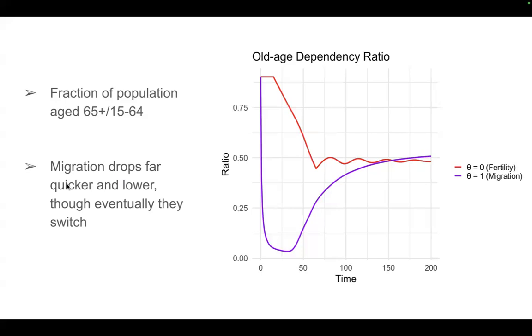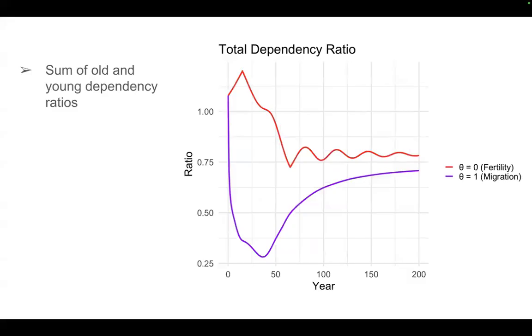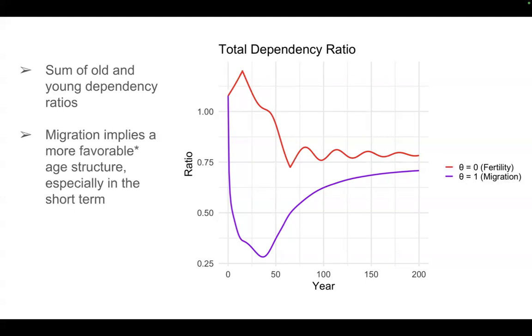And now I'm going to show you the total dependency ratio, which you can think of as just the sum of the old and young dependency ratios. So it's how many people are aged 0 to 14, plus how many people are 65 plus, and then in the denominator, you have 15 to 65, the working age population. This is literally just the sum of the previous two curves I showed you, put on one plot. And like I said, usually you kind of want less dependency.